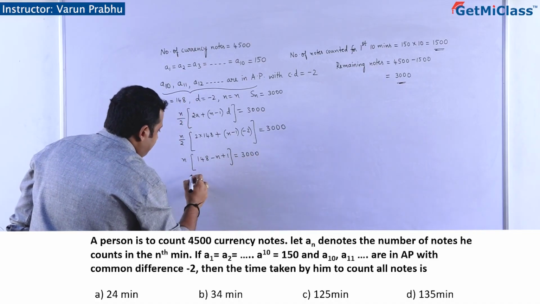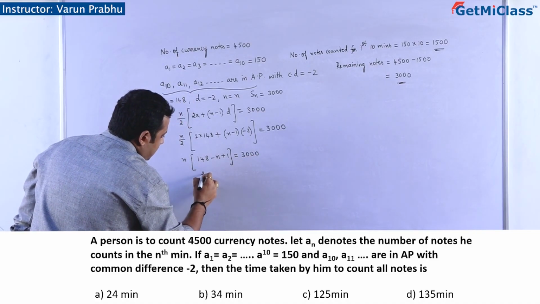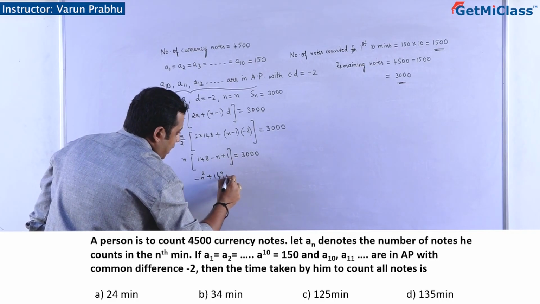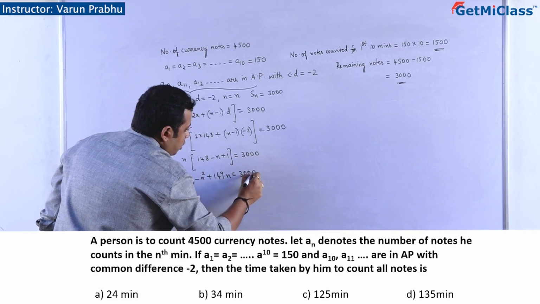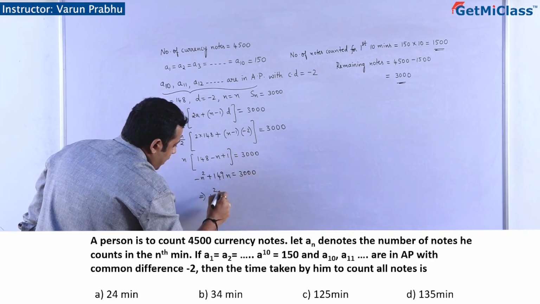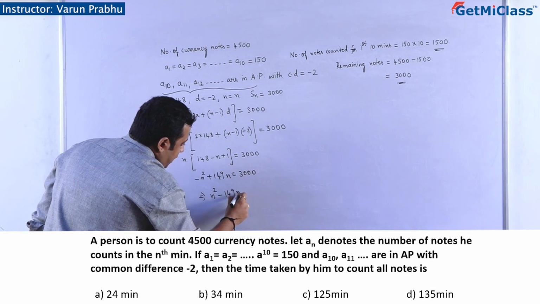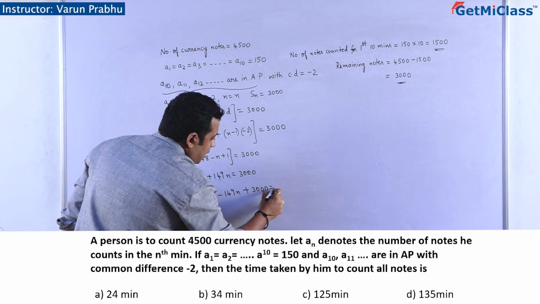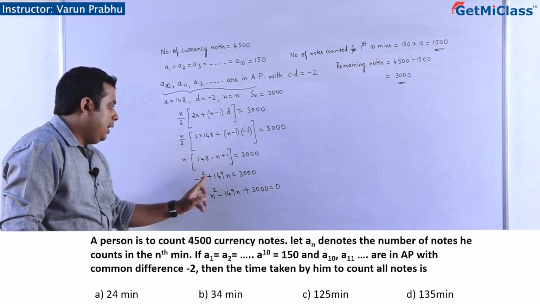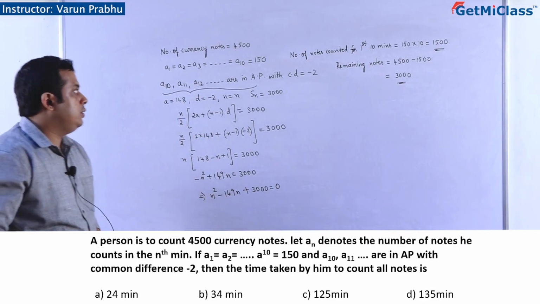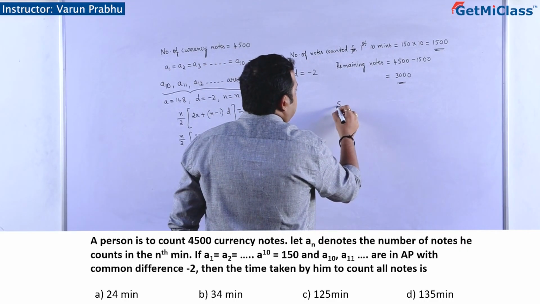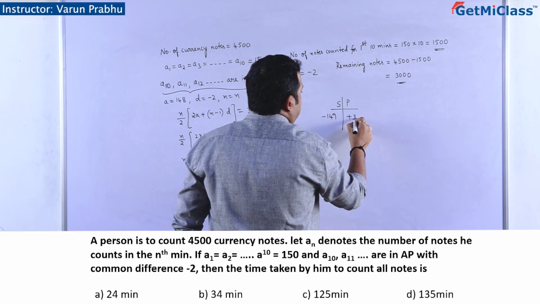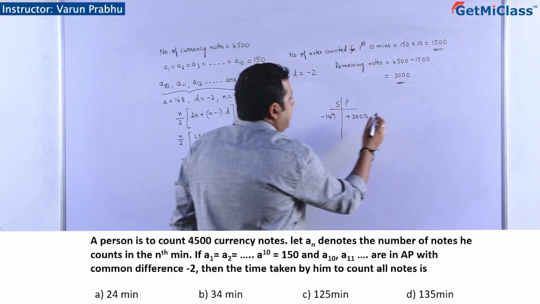So I can say minus N square plus 149N, that is equal to 3,000. So this implies that N square minus 149N plus 3,000 is equal to 0. Are you getting it? N square minus 149N plus 3,000 is equal to 0. Take the sum and take the product: minus 149 and plus 3,000. We'll take the sum and product.